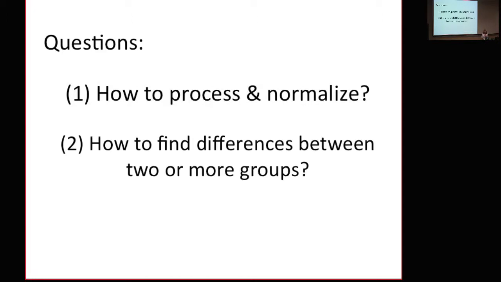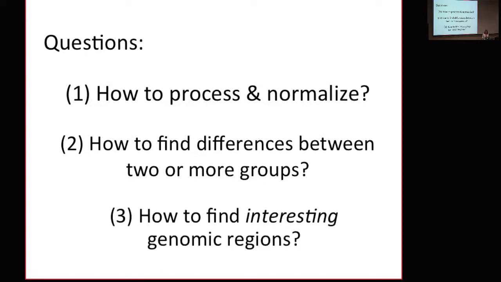Now, once I get it on a computer, say I have groups of samples that I want to compare, cancer and normal samples. How do I find differences between these groups of samples? And then the third one is, how do you find interesting genomic regions? So once you have the data and you've analyzed the data, how do you find regions in the genome that are informative or associated with a particular phenotype? So these are 3 basic questions that researchers struggled with for a really long time.